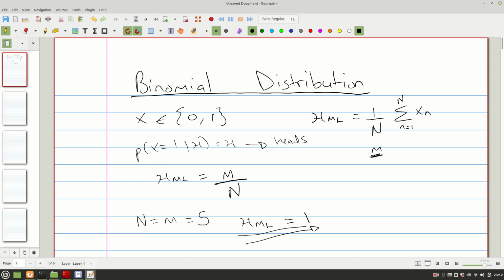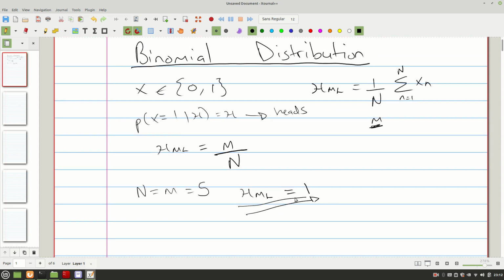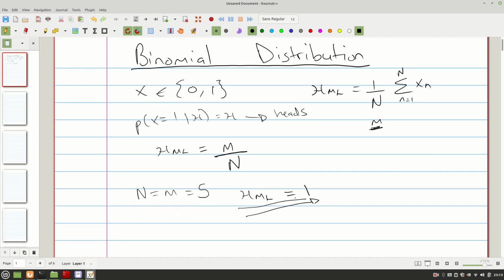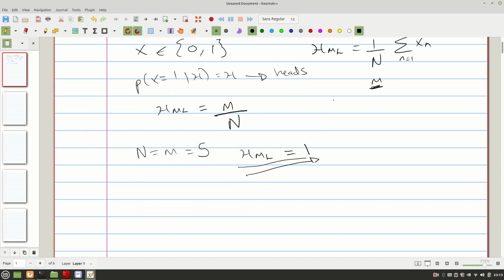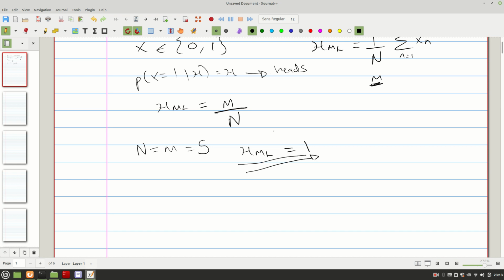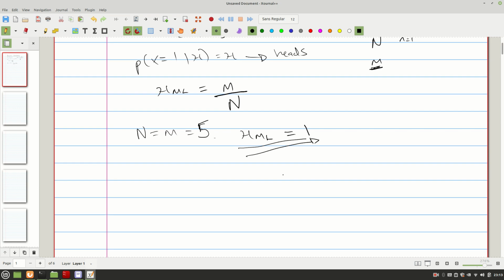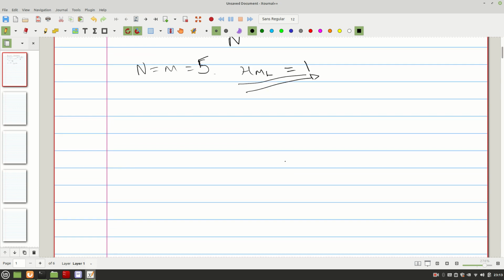But given the limitations of our experiment, it would be advisable at times to introduce a prior that would not lead to such an extreme estimate of the value of mu. This is something we actually talked about in one of the earlier lectures, but we're just highlighting it here again so that you truly understand the motivations as to why we introduce priors.